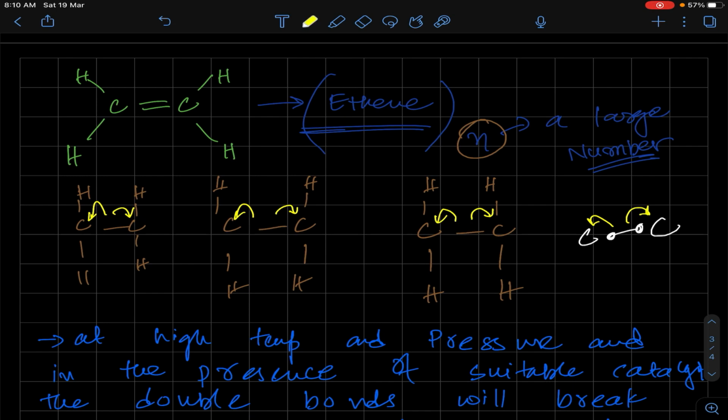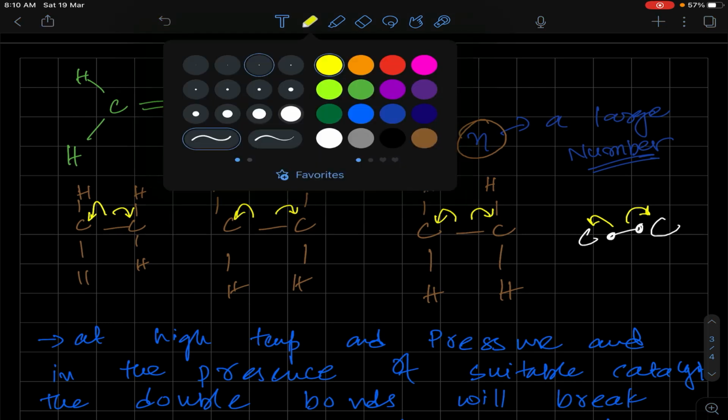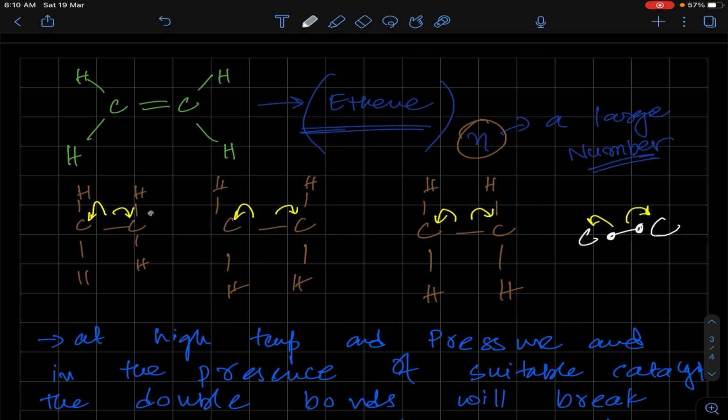And once these double bonds break down, what happens here is that each carbon atom now regains its electron, because when the double bond breaks, both the carbon atoms will take back their electron. So now they have this free electron available, right? And once they get this free electron, what happens is that these two molecules, let's say this is molecule 1 and this is molecule 2.